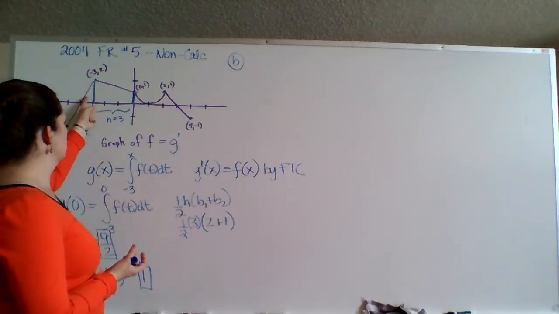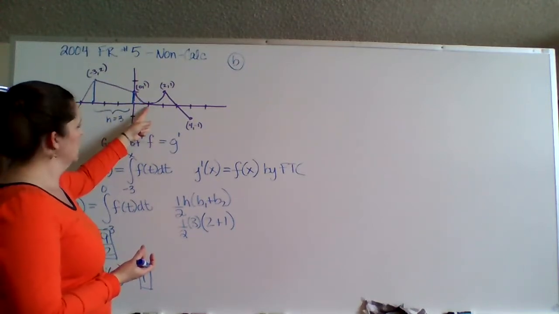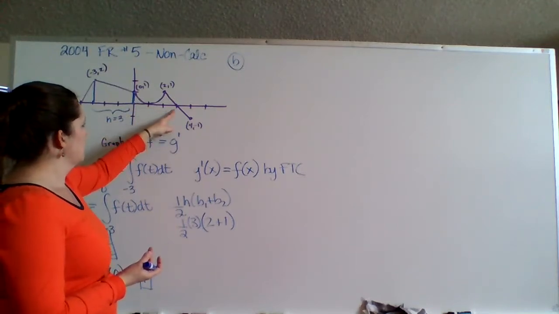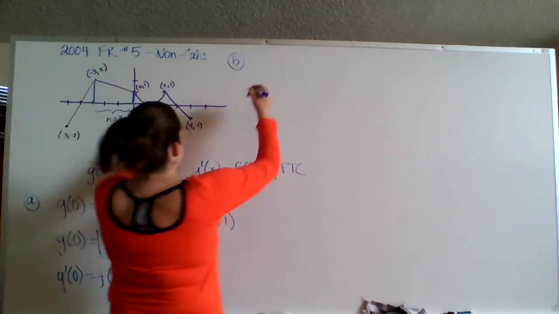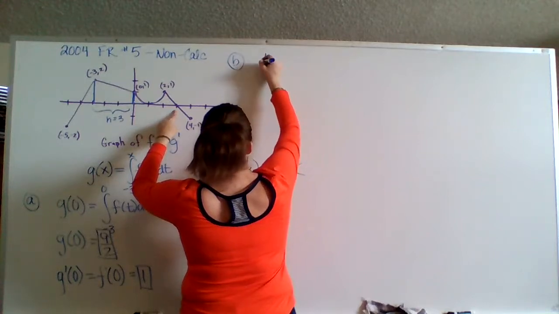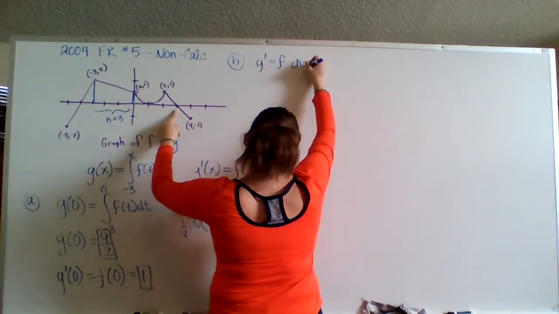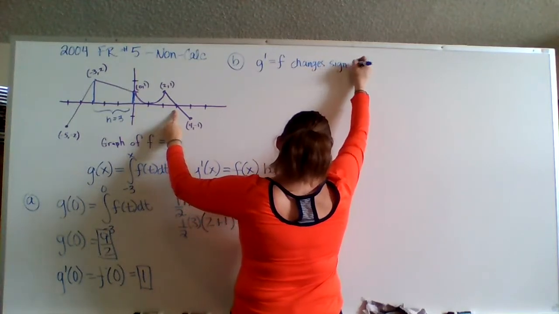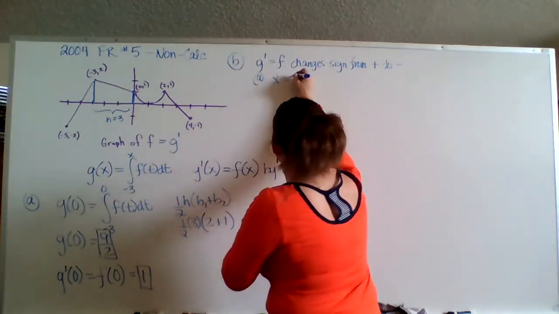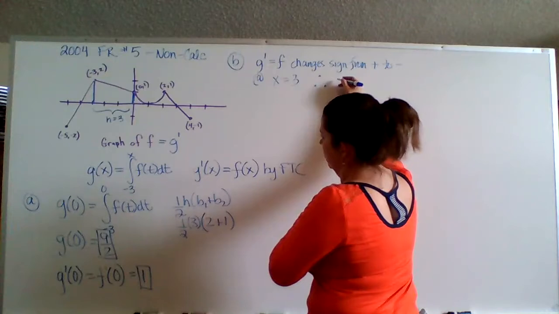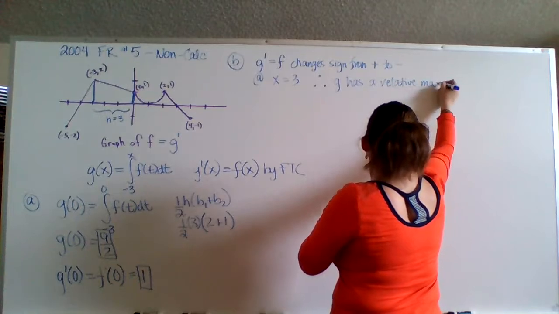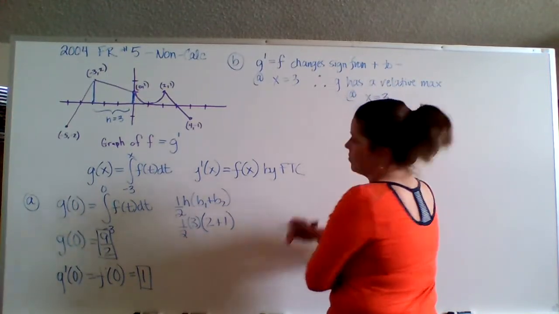That's the wrong direction. Here we don't change sign, even though the derivative equals 0 at 1, we don't change sign before or after 1. And it looks like the only spot we have is 3. So g prime, which equals f, changes sign from positive to negative at x equals 3. Therefore, our original function g has a relative maximum at x equals 3.